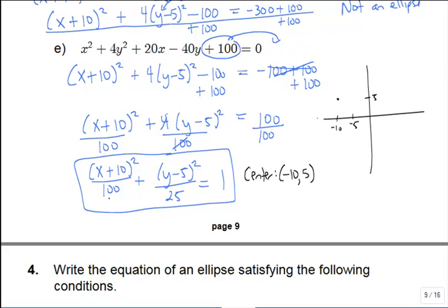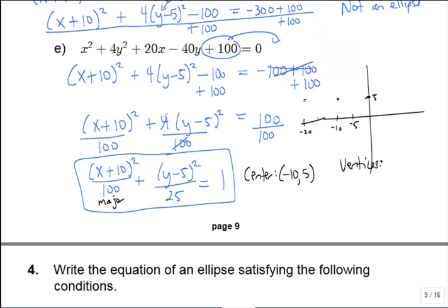The bigger square is the 100. So this is going to be our major axis under the x, so horizontally. So that means the square root of 100 is 10. That means we want to go 10 to the right from our center. So if here's my center, 10 to the right would put me right back on that y-axis, and 10 to the left would put me over here at -20. And those are my two vertices.